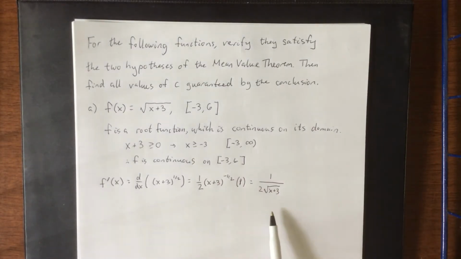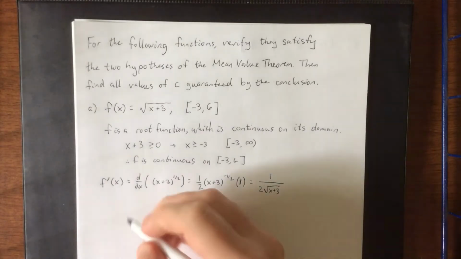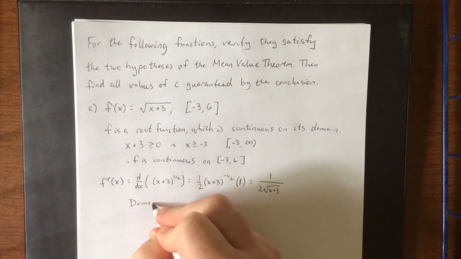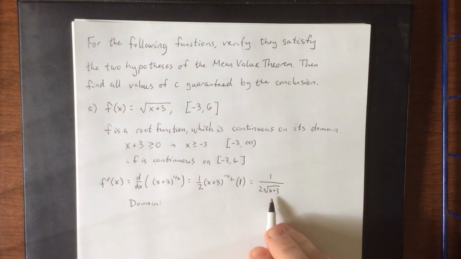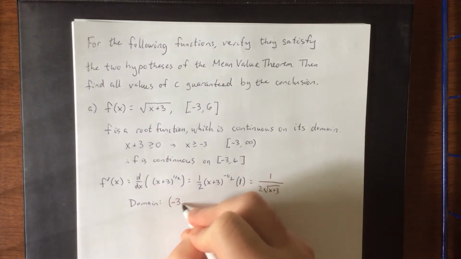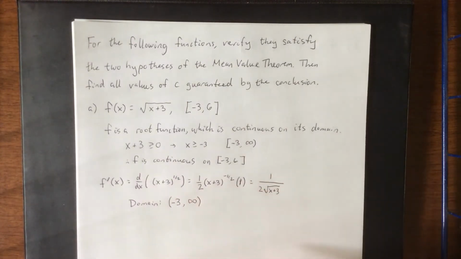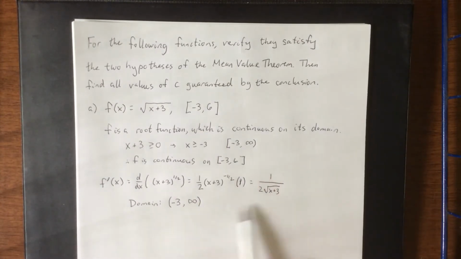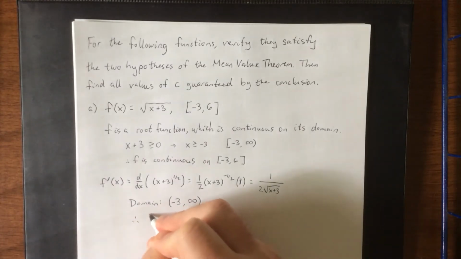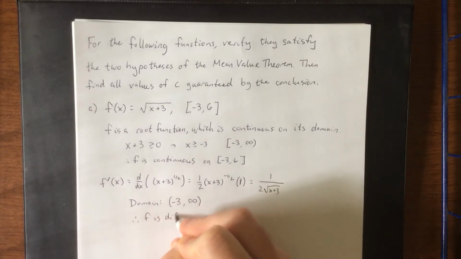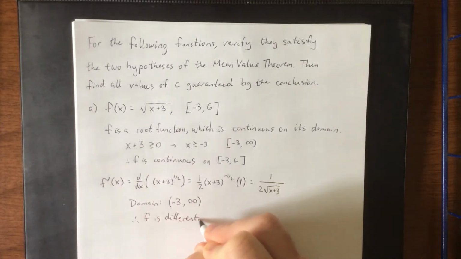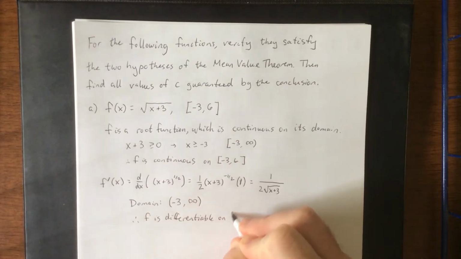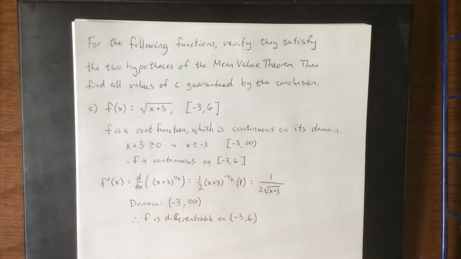Now with that in mind, by taking a derivative, we have altered the domain, because we can no longer include -3 as part of the domain. This is why it's super important that for the continuous factor, it's the closed interval, but for the differentiable factor, it is the open interval. Therefore, f is differentiable on the open interval from -3 to 6, which is what we need for the mean value theorem.